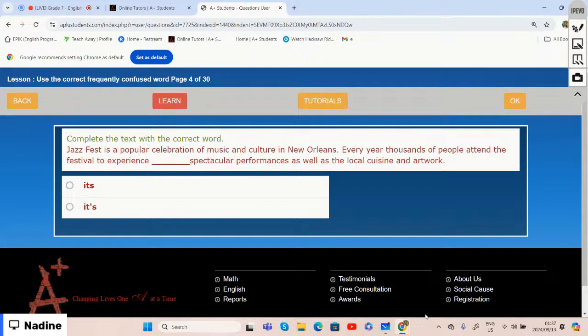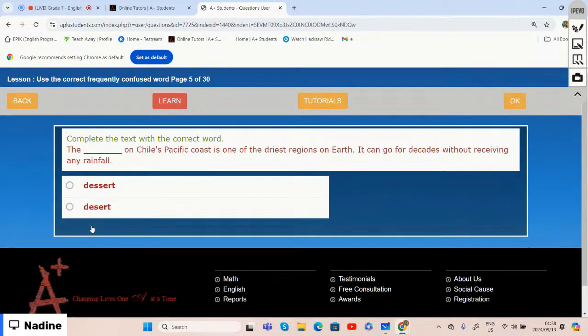All right, and if we were to choose the correct one, we would say Jazz Fest is a popular celebration of music and culture in New Orleans. Every year, thousands of people attend the festival to experience its, because they're talking about the Jazz Fest, right? So they're making mention of the Jazz Fest. So we say its is referring to the Jazz Fest. Spectacular performance as well as the local cuisine and artwork. The other it's, with the apostrophe, is basically it is. It's a contraction for it is, right?